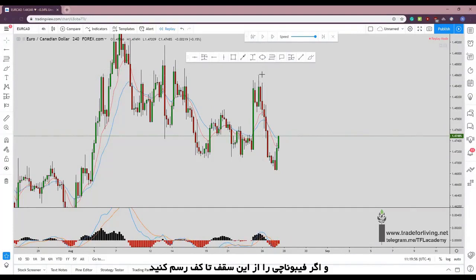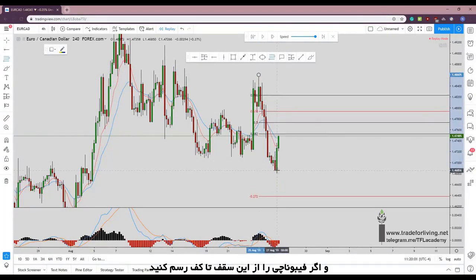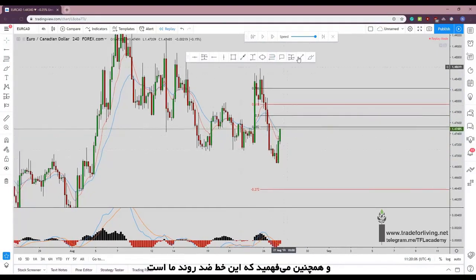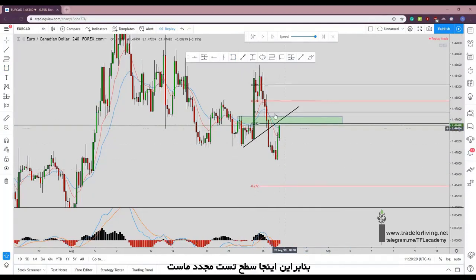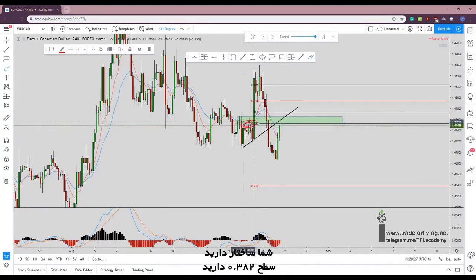Now, if we take our Fibonacci from this high to this low, you immediately realize that you have the 382 at this level. And you also realize that also at this level, you have this counter trend line. And also at this level, if you look left, you have structure. So this is a retest of a structure level. That is obviously a valid entry. You have your trend line, you have your counter trend line, you have structure, you have your 382. Everything is combining for a short.